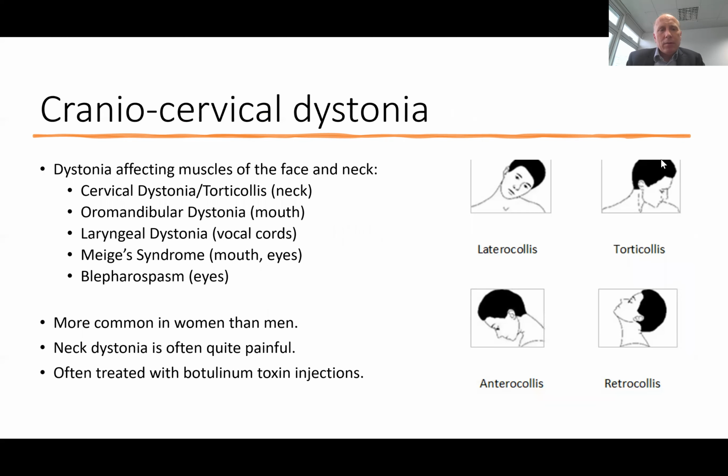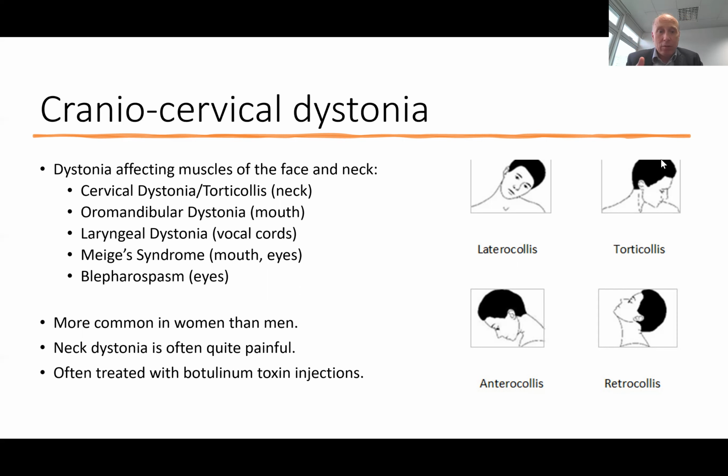And then moving on to isolated dystonia that's affecting older people, usually from their 40s and plus. So this is craniocervical dystonia. These are types of dystonia that affect the muscles of the face and neck. So cervical dystonia or torticollis, oromandibular dystonia, which affects the mouth, laryngeal dystonia affecting the vocal cord, something called Meige syndrome, which affects the mouth and eyes, and blepharospasm, which affects the eyes.